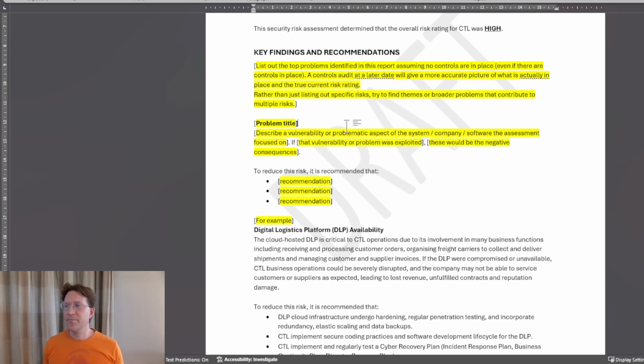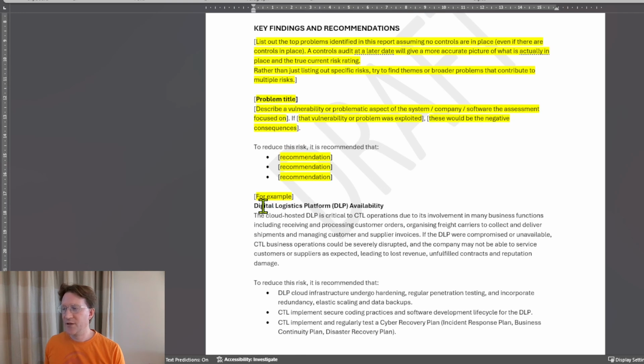The idea in this section is that we need to go through our risks and think about what are some themes. There are certain types of risks, certain types of problems that you're probably going to find through different risks. It's just that those problems or issues appear in different ways, maybe, but it's the same underlying problem. So if we look at this format here, the idea is we start out with the title, such as Digital Logistics Platform Availability. We then describe a vulnerability or problem, and if that problem was exploited, these were the negative consequences.